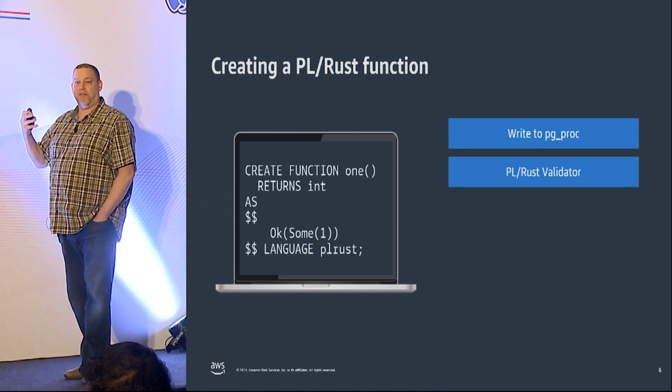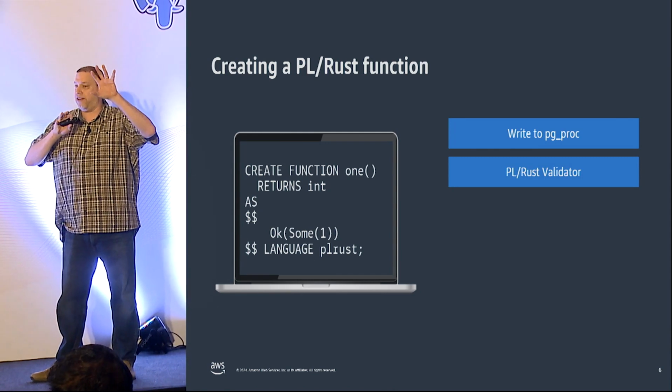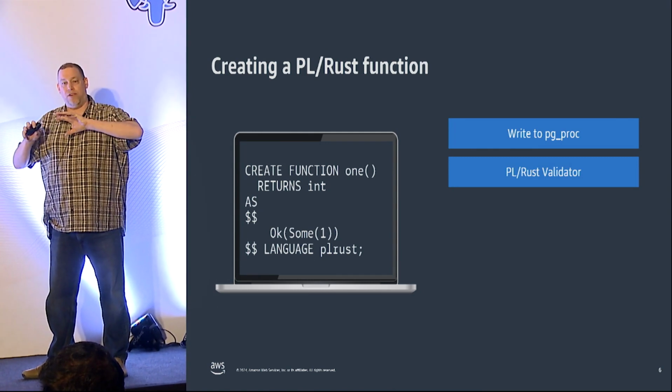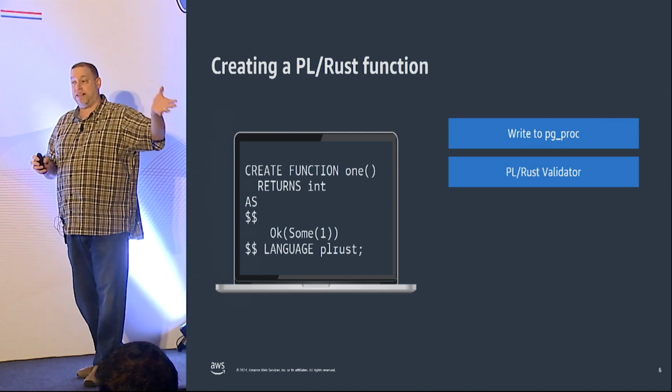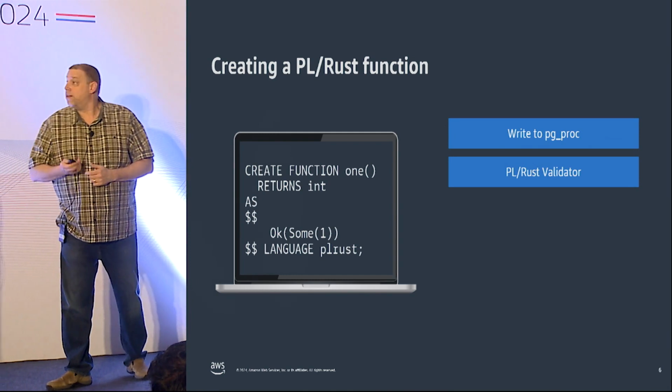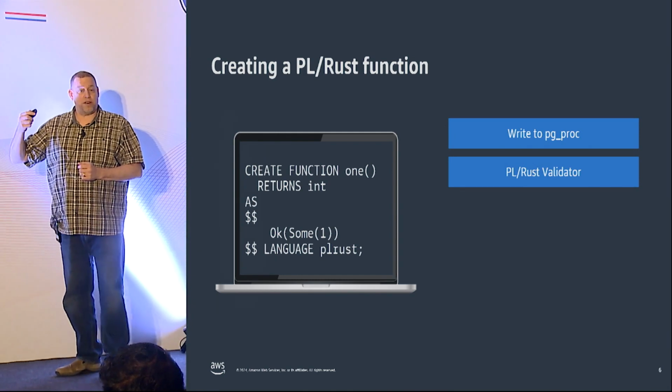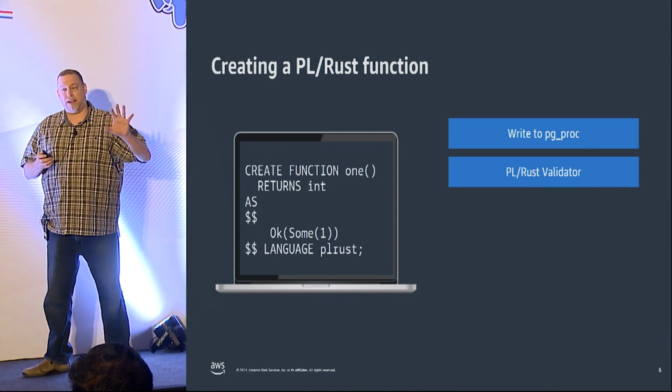So all procedural language handlers have a handler and a validator for whether or not it needs to validate the code, either at create time, or if it doesn't do it at create time, it has to do it the first time it runs. So PL Rust, it's forced to go through the validator. It's not an option like other languages.